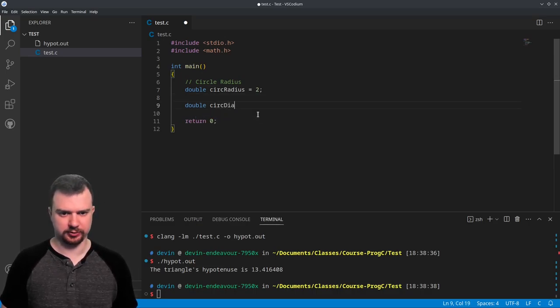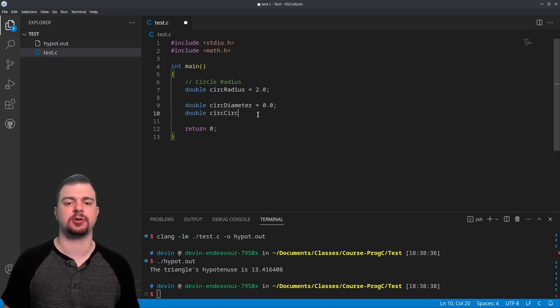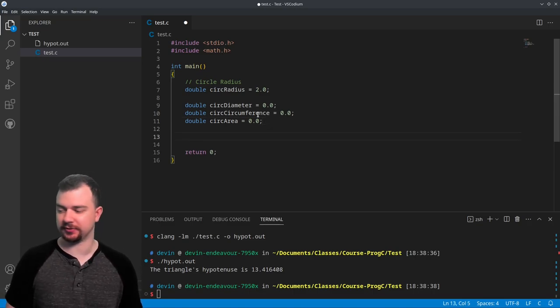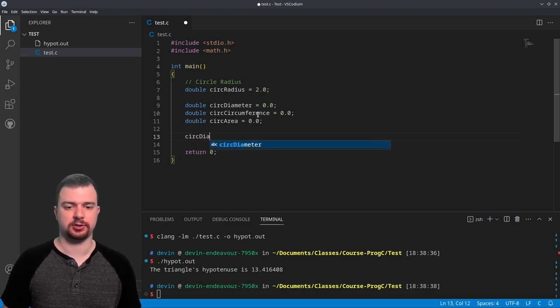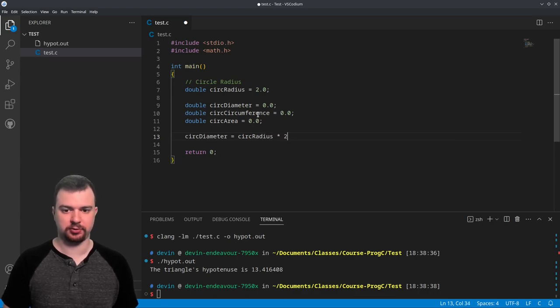Let's do double circ, diameter. Base data. Don't need the actual dot zero, but I just put it in there just for the sake of it. Diameter. Circ. Oh, gross. Also, we get typos. I apologize in advance. I'm paying attention when I type, but not paying attention that closely to what I type. So if I misspell something, I apologize. So, diameter equals. Well, that's just going to be the radius times 2.